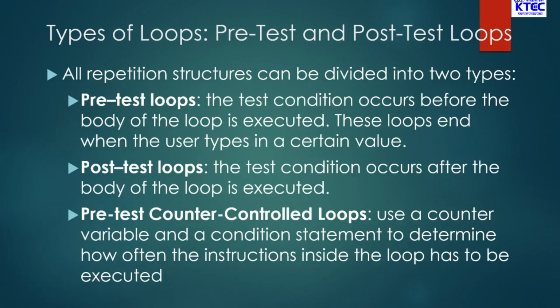Now let's look at the types of loops, where we have the pretest and the post-test loops. Let's try to understand this very well. All repetition structures can be divided into two types. The loops we are talking about, I also call repetition, can be divided into two types: the pretest and the post-test loops. Now the pretest loops, the test condition occurs before the body of the loop is executed. We'll be seeing an example. So with the pretest loops, the test condition occurs.